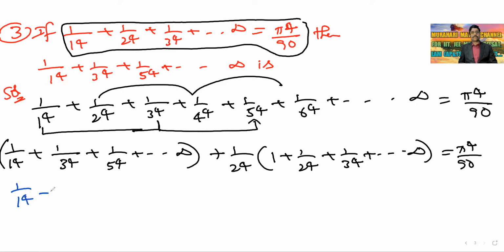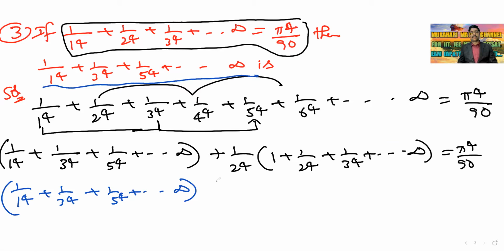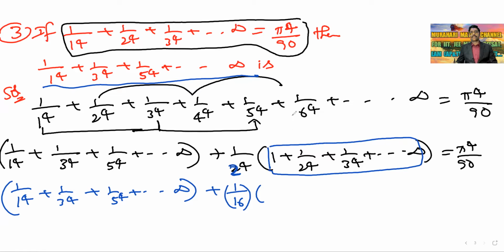1 by 1 to the power 4, 1 by 3 to the power 4, 1 by 5 to the power 4, and so on up to infinity. This is the required, plus 1 by 2 to the power 4. So 1 by 2 to the power 4 is 1 by 16. 1 by 16 into this value, which is already given in the statement, this value is pi to the power 4 by 90, equal to pi to the power 4 by 90.